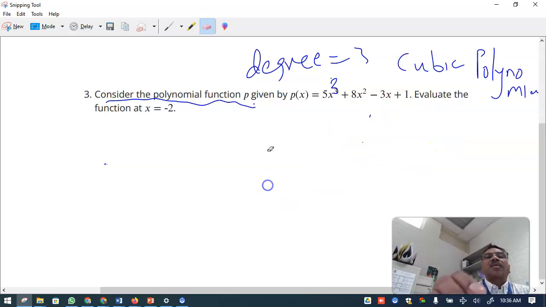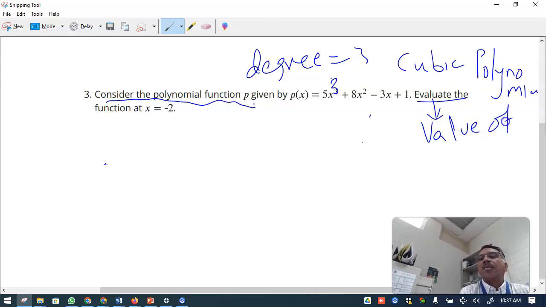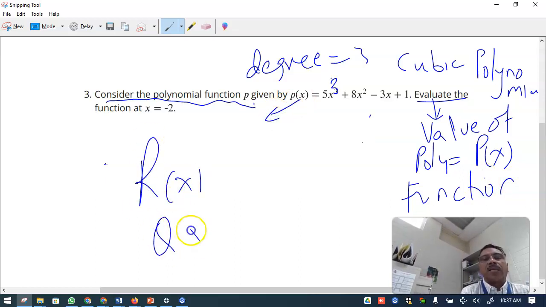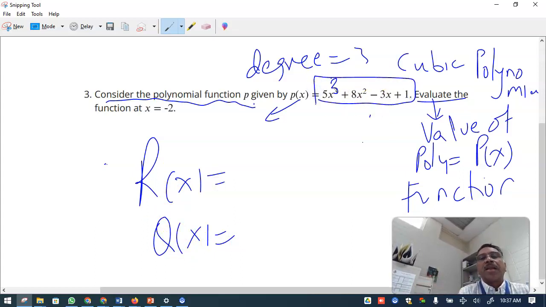Now the question asked in this case is to evaluate, meaning find the value of the polynomial. In this case it is p(x), right? This is function notation, so it's represented by p(x). I could have also called it r(x) or q(x). Anything like this is a representation of different polynomial expressions.